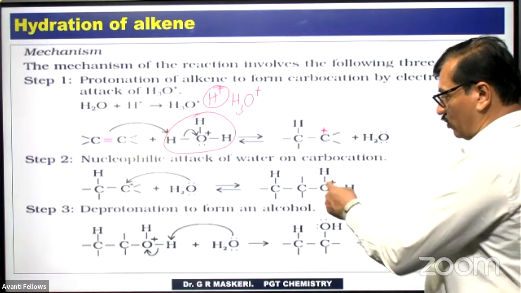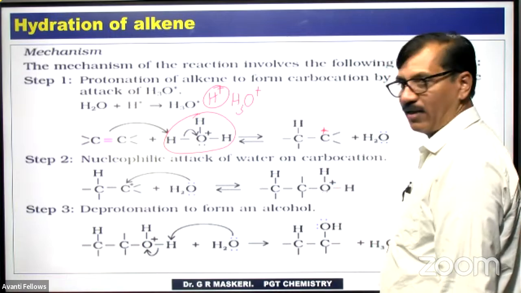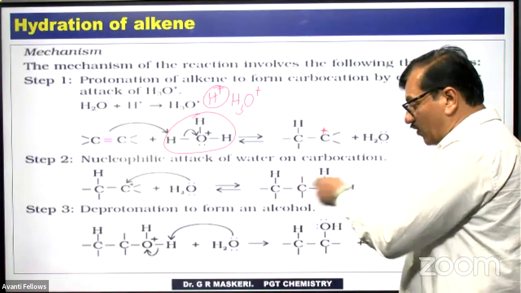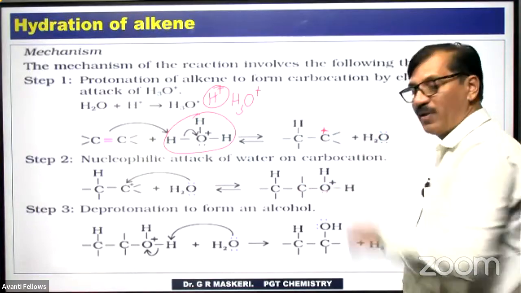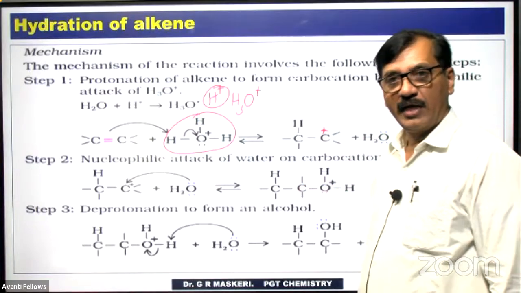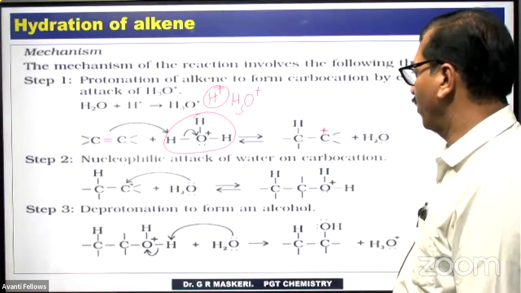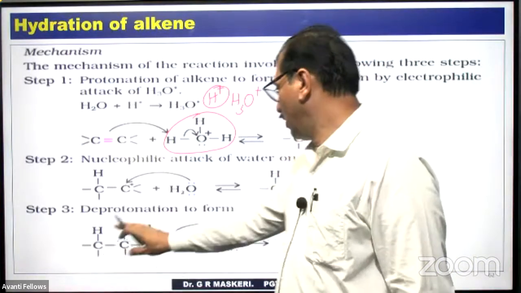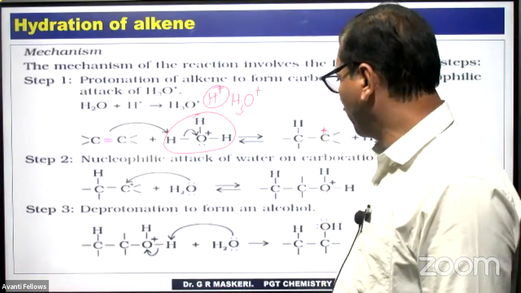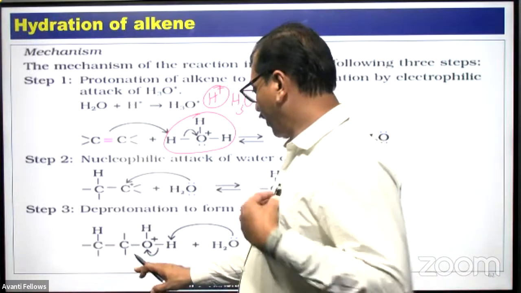Now this is water, and there must be one pair of electrons left. Since oxygen has given an electron pair to the carbon which had the positive sign, it should be written with a positive sign. And therefore, this is step 2. In step 3, deprotonation to form an alcohol takes place.